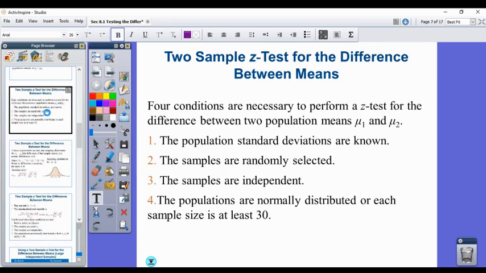All right, key things to keep in mind. You need to know the population standard deviation. You need to pick random samples. The samples have to be independent of each other, and the population has to be normally distributed, or each sample size has to be 30 or more.